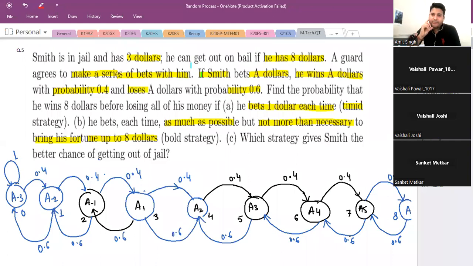So this is what we have: the Markov birth-death process, also known as the state transition diagram for this problem. Now they are also asking which strategy gives Smith the better chance of getting out of jail. For this, we need to calculate the probability for each transition diagram. Whichever is higher will be the solution, the suggested process for betting. See it for the next 1 minute. If you have any concern, ask. Otherwise, we'll proceed further.